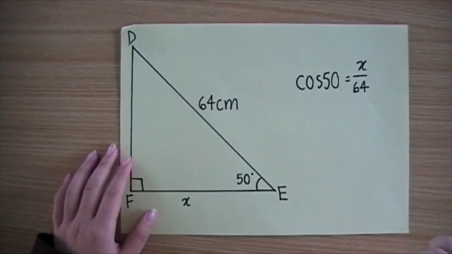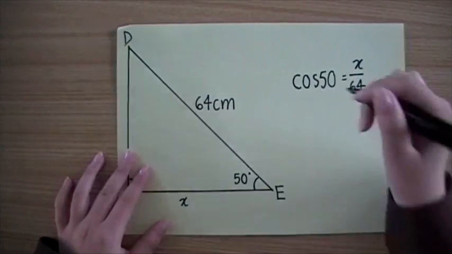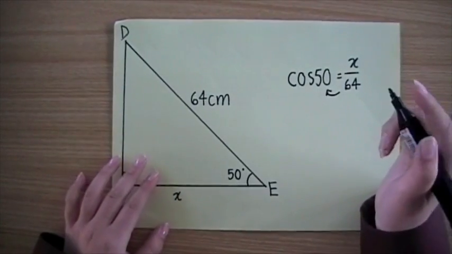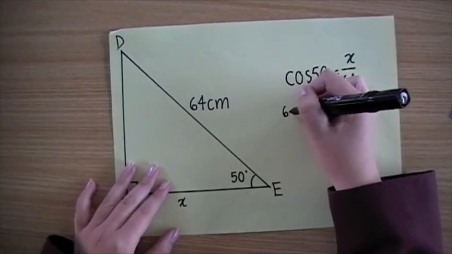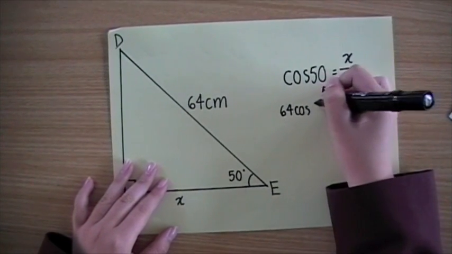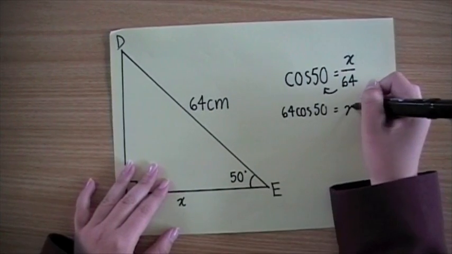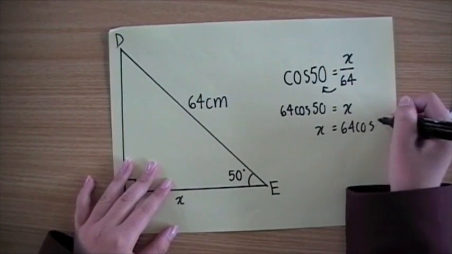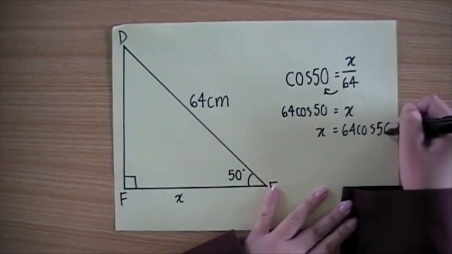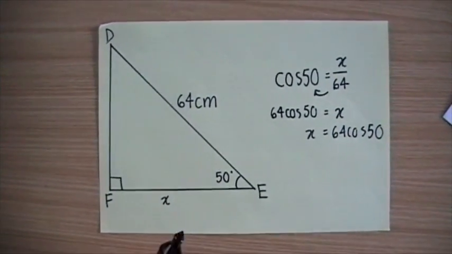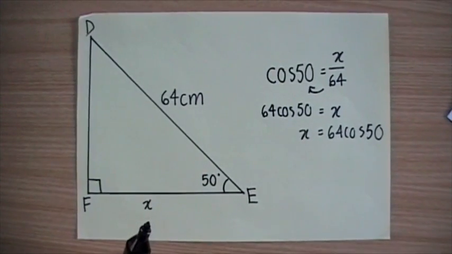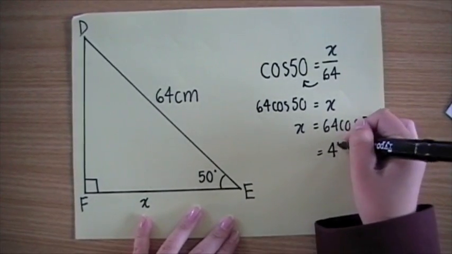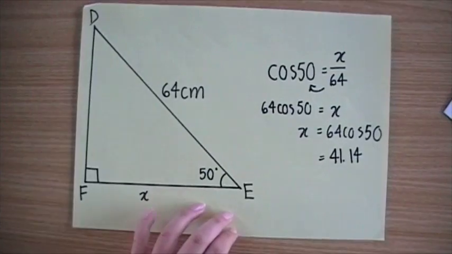How do we separate x? By moving the denominator 64 to the other side, 64 will multiply with cos 50 because the opposite of divide is multiply. So all we need to do is to solve 64 cos 50 using the calculator. That's right, so x is equal to 41.14, rounded to 2 decimal places.